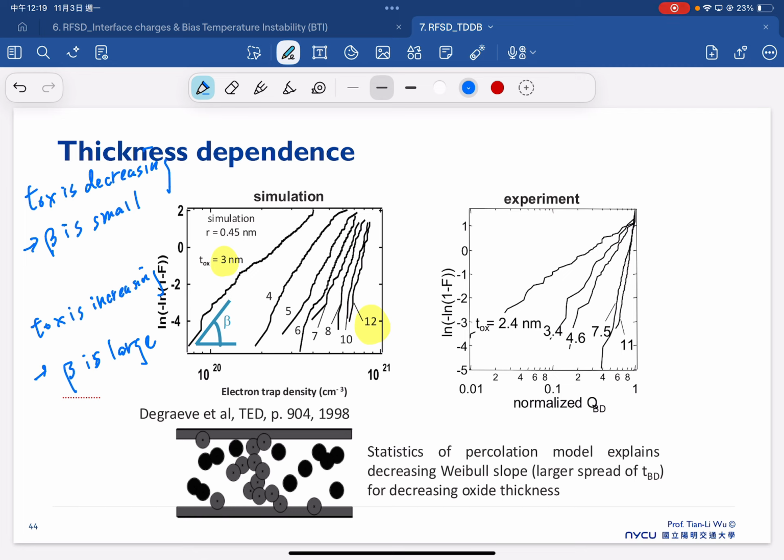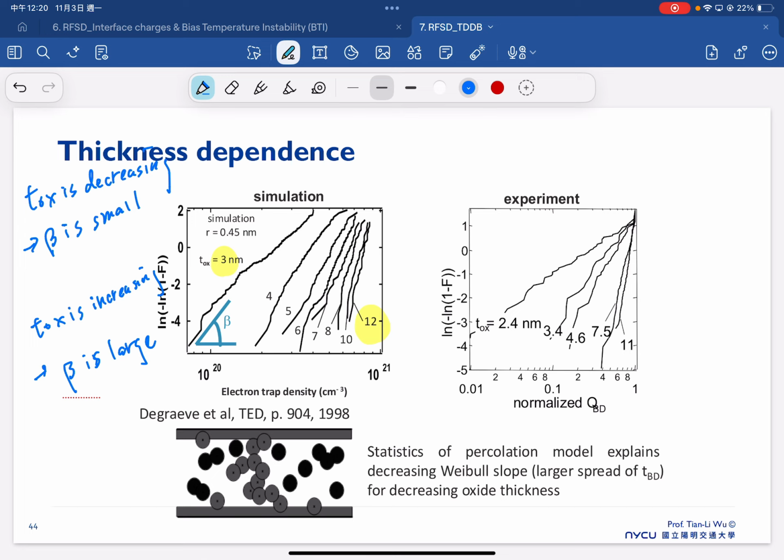You can think about this. If you don't understand, you can ask me. With a thinner dielectric, you get only 3 or 5 defects to trigger the breakdown. So your beta is pretty small. You have very wide spreading because it's easy to have 3 to 5 defects connected to each other. But if you have a very thick dielectric, you need so many defects, and therefore your beta becomes large. Your distribution is very narrow here.